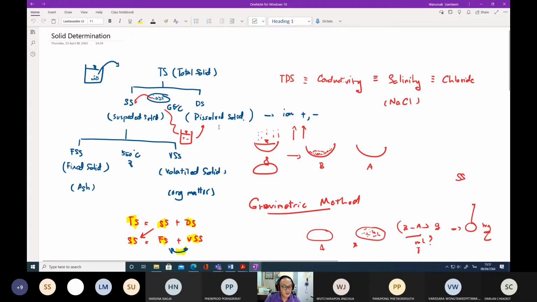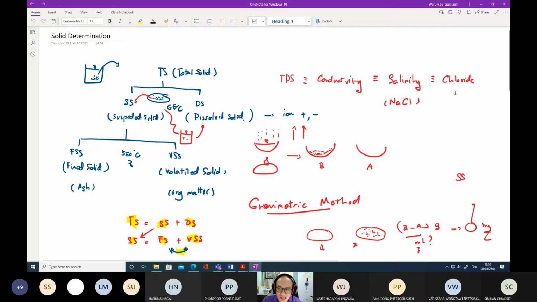And this is the dissolved solids. Sometimes we call this one the TDS, total dissolved solids. Total dissolved solids has a really close link with conductivity, salinity, and probably chloride. We have already discussed these parameters before the midterm exams. If the conductivity is high, the TDS is likely to be high as well, because it comes from the dissolved ions. Higher concentrations of ions result in higher conductivity and also higher TDS.